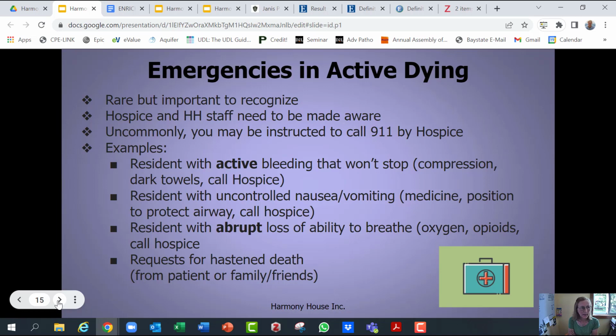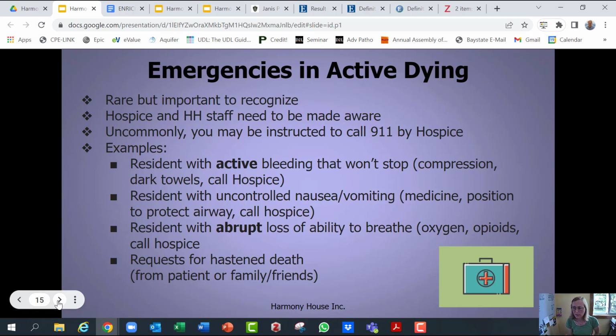Uncommonly, hospice may, in rare circumstances, ask you to call 911. Examples include a resident with active bleeding that won't stop and is distressing to them. While you're waiting, if you feel comfortable, this may be an opportunity for you to add compression, dark towels to absorb the blood. And obviously you want to call hospice. A resident with uncontrolled nausea or vomiting that is really distressing, that's not responding to medications or any interventions, those are things we want to call hospice about, and they may be characterized as an emergency.